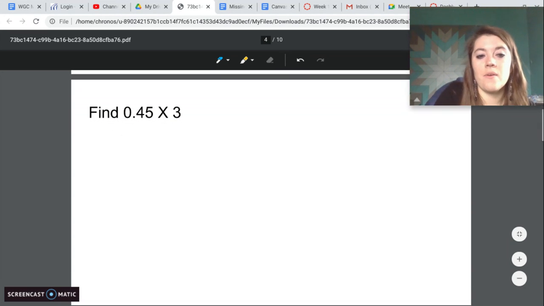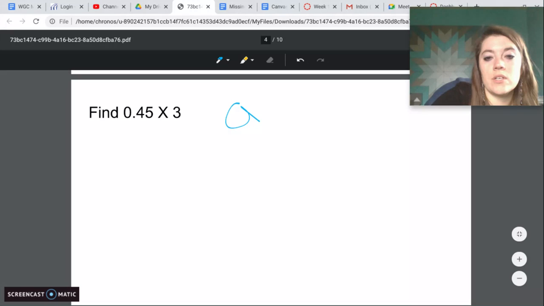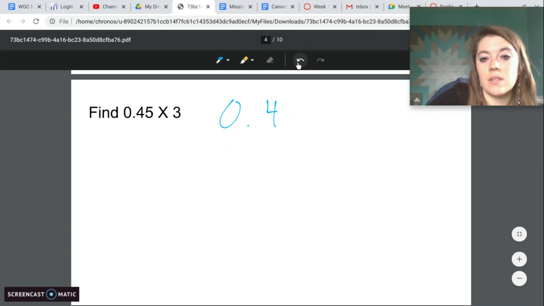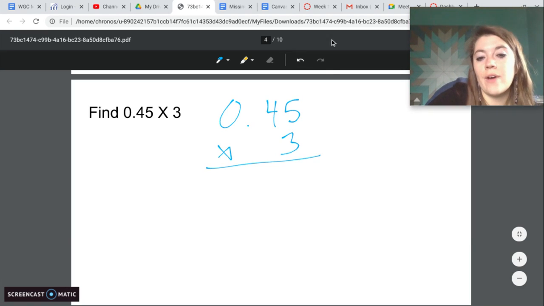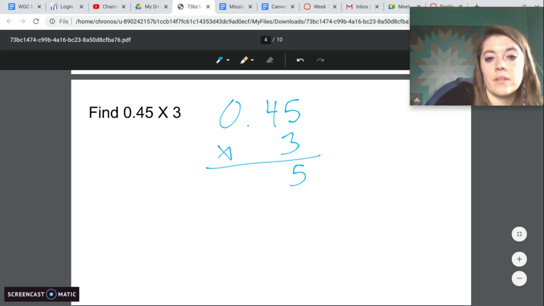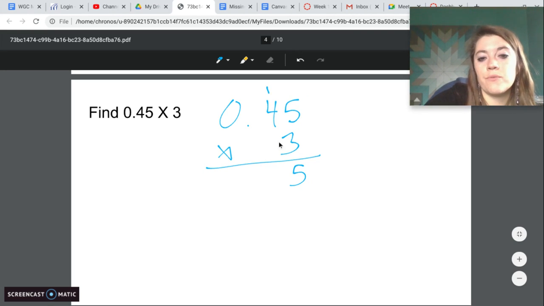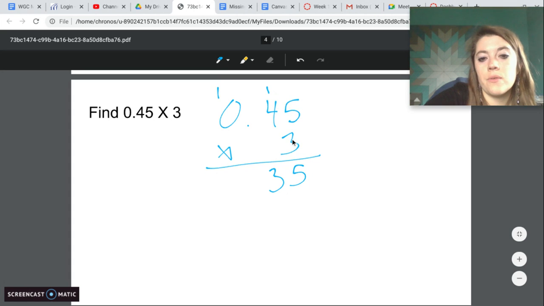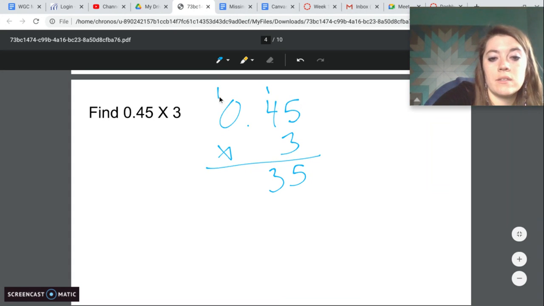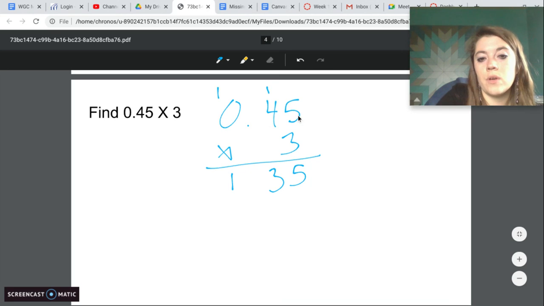All right, let's look at another one. All the same, we're just multiplying like we would as though these were regular whole numbers, but we've got that decimal in there that we have to deal with. So 5 times 3 is 15. Carry the 1. 3 times 4 is 12, plus 1 is 13. Carry the 1. 3 times 0 is 0, plus 1 is 1. We have 2 numbers after the decimal, so we go 1, 2. So it's 1 and 35 hundredths.